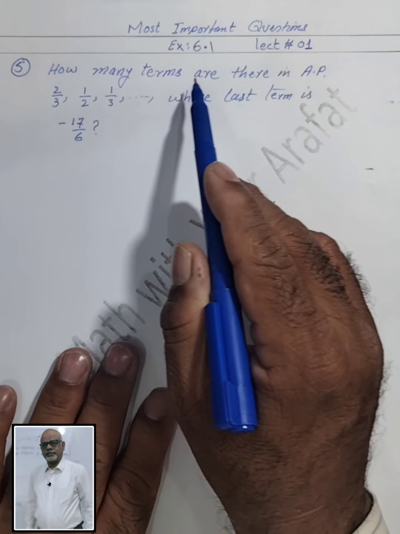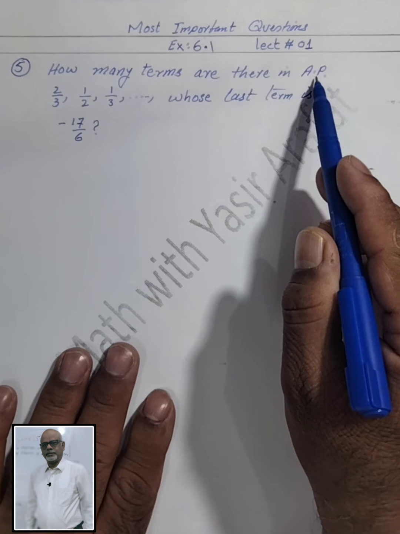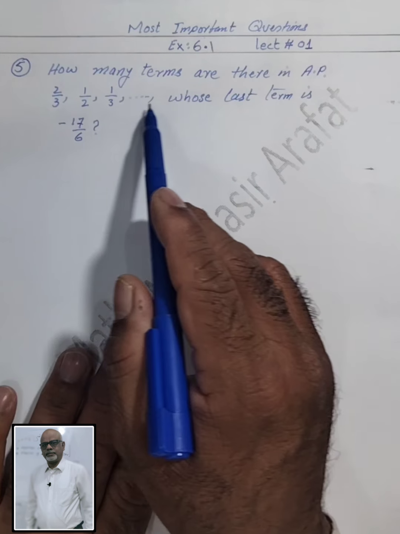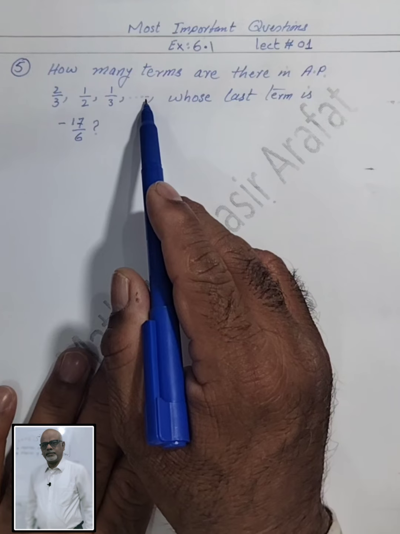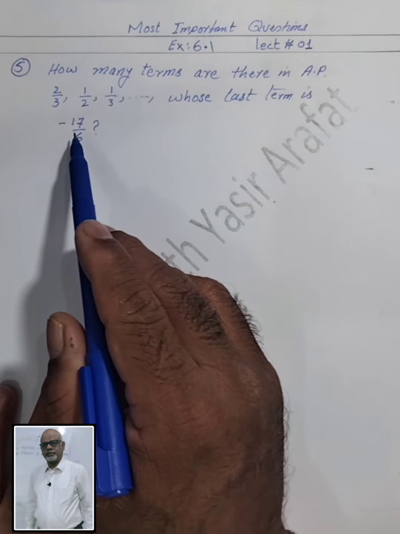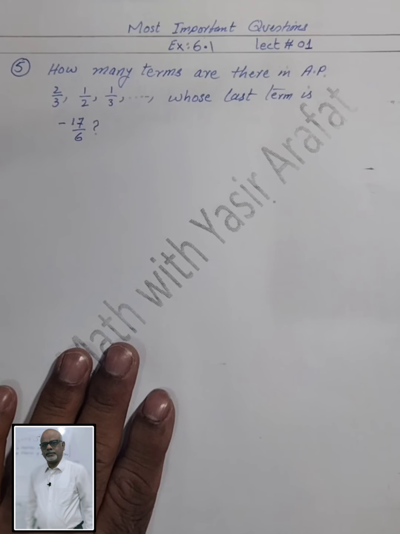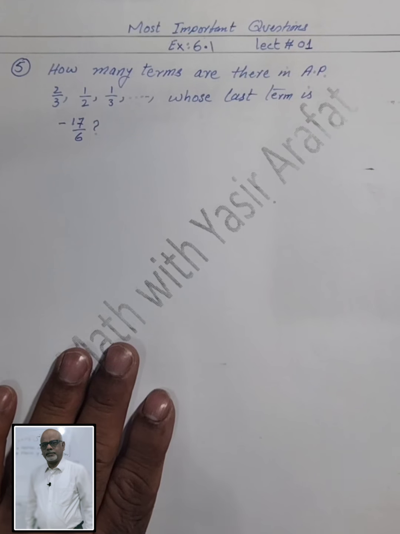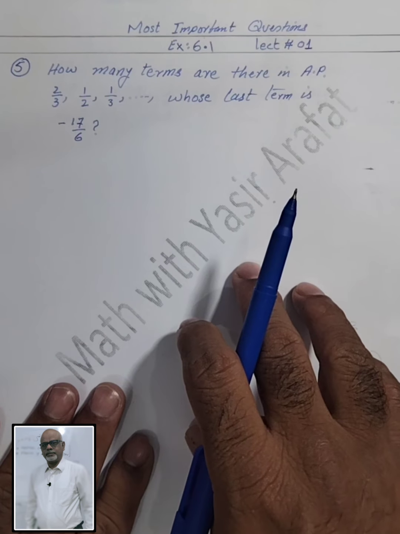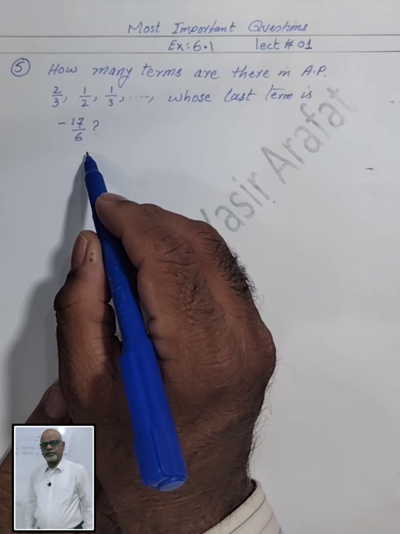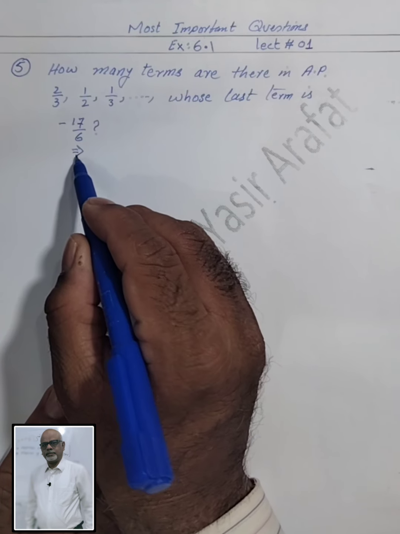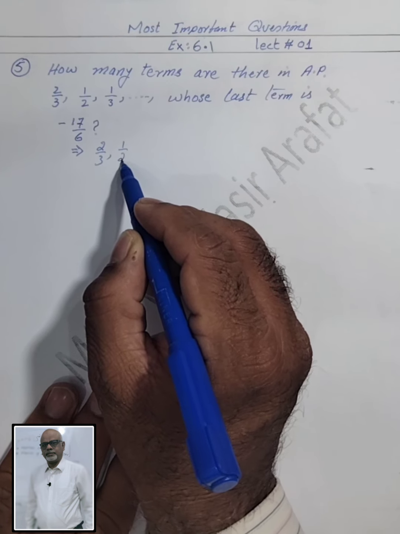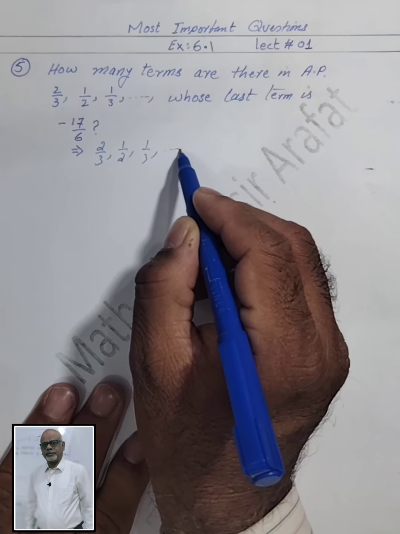Now come to question number 5. How many terms are there in the AP, arithmetic progression, 2 over 3, 1 over 2, 1 over 3 and so on, whose last term is minus 17 upon 6? So the question says how many terms are there. That means we have to find the number of terms. So first we have to write down the sequence given in the question: 2 over 3, 1 over 2, 1 over 3 and so on.